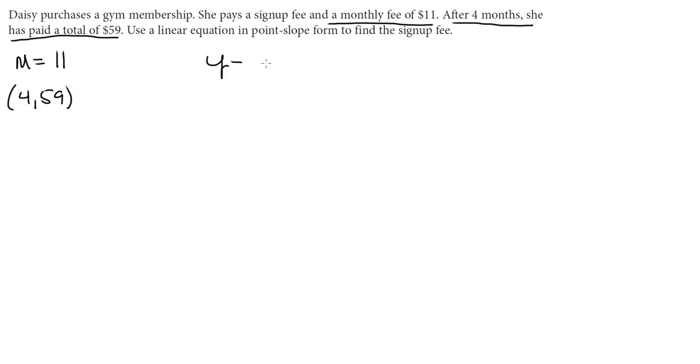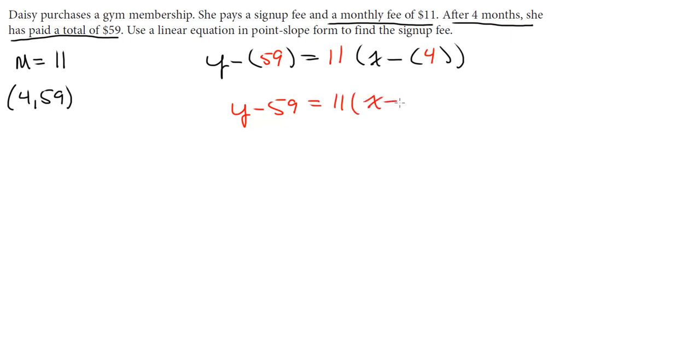So y minus, parentheses for y1, equals, leave a gap for my slope, x minus, and a parentheses for x1. Plug in our points. Our slope is 11. Our y1 value is 59. And our x1 value is 4. Let's simplify this. We get y minus 59 equals 11 times x minus 4.